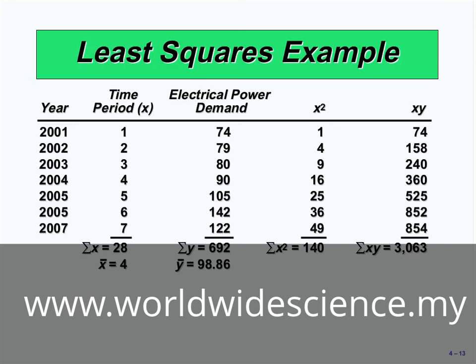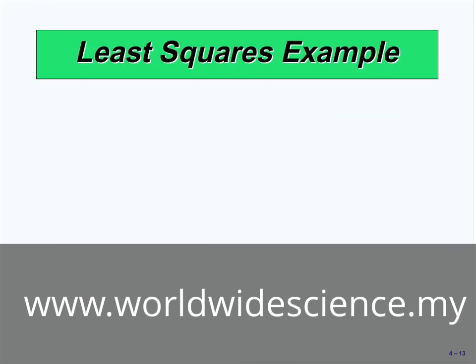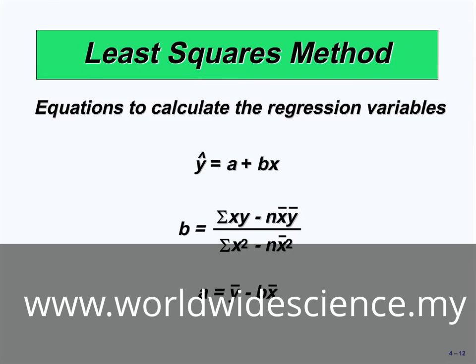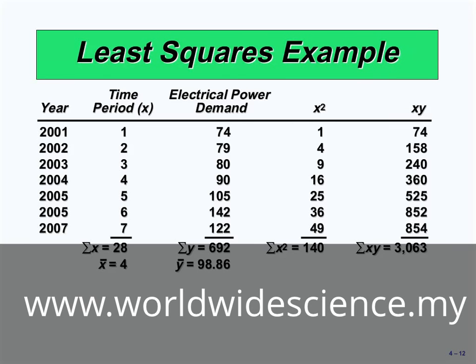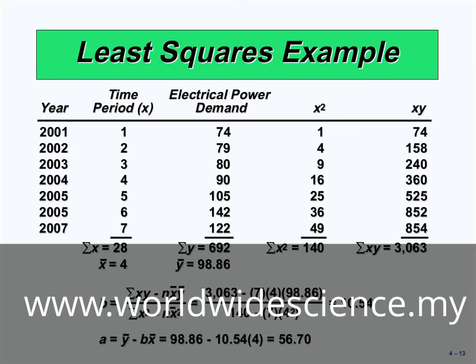In order to calculate A and B, we should use this formula. At first, we should calculate X to the power of 2. At first, X is 1. 1 to the power of 2 is 1. 2 to the power of 2 is 4. 3 to the power of 2 is 9. Okay, please have a look at the column X power 2.